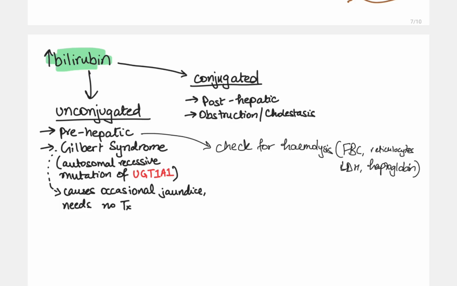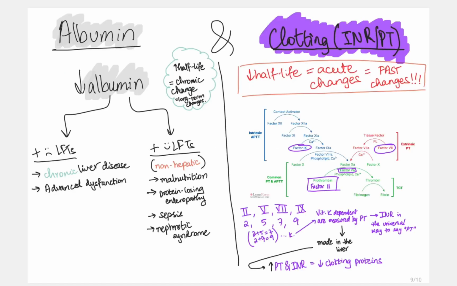UGT1A1 enzyme, a non-life-threatening cause of jaundice, which essentially just causes occasional jaundice and doesn't require any treatment except waiting and watching. Okay, so we're on the final stretch. What we need to understand are the last two, which are the enzymes produced by the body to help with maintaining the protein density in the blood, and it is responsible for clotting. So when we have albumin and clotting factors, which are responsible for clotting in the blood.